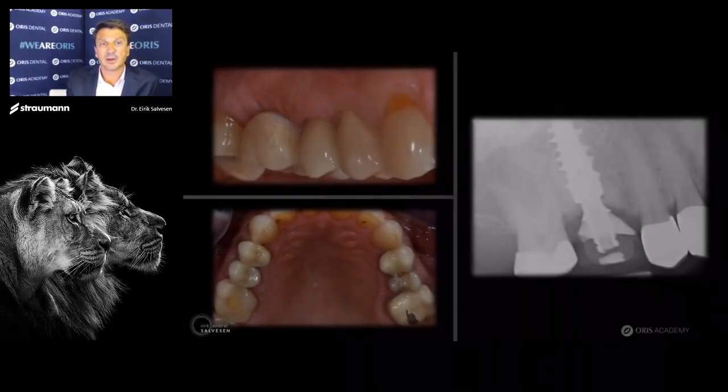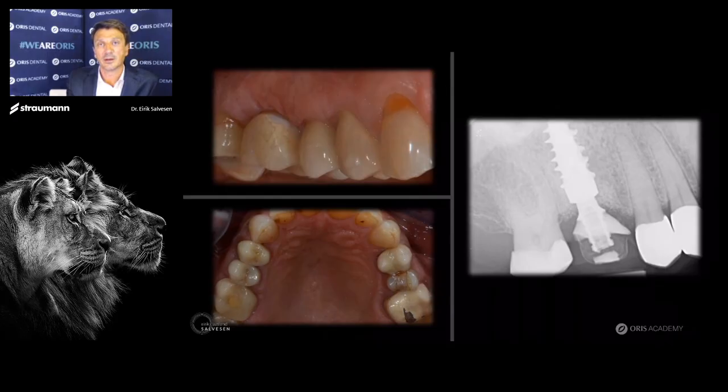And this is what you find when you have the patient in your first control, after extraction of a tooth, after installation of an implant, and after temporization of this implant immediately.